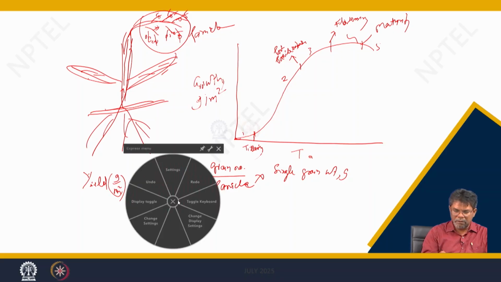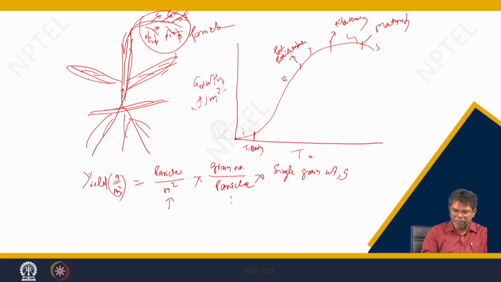how to enhance the panicles per meter square, how to enhance the grain number per meter square, and how to enhance the single grain weight. If you increase these parameters, then we can enhance production. For increasing the first parameter, panicles per meter square, the beginning of this stage 2 is very crucial. If you manage water and nutrients properly at this stage, you can have more panicles per meter square. So, that is why this stage is very essential.